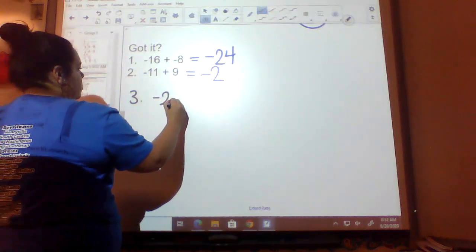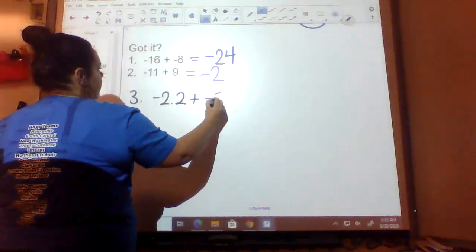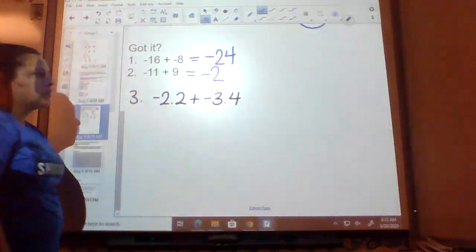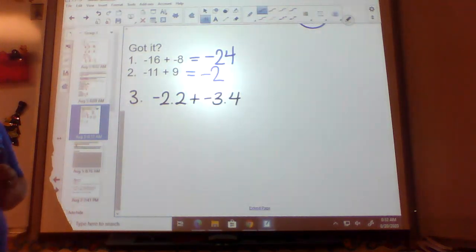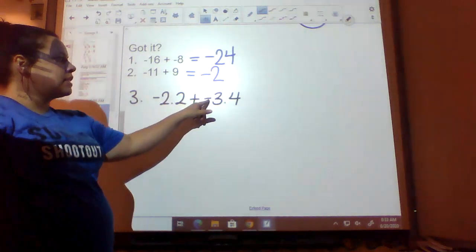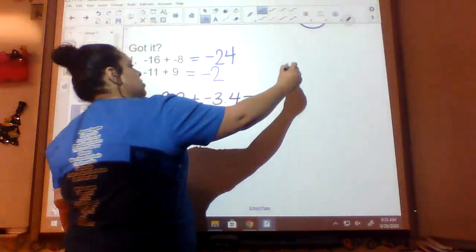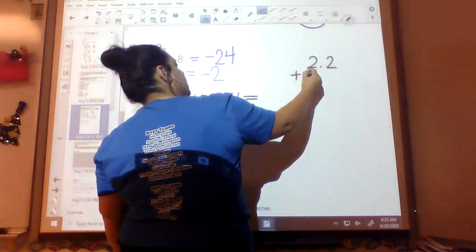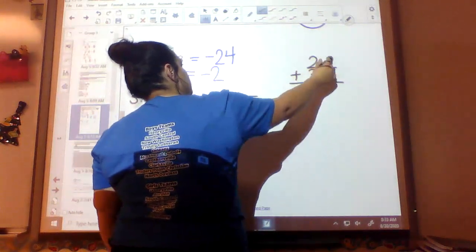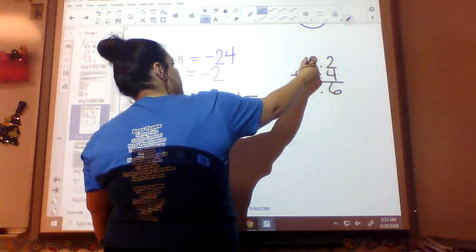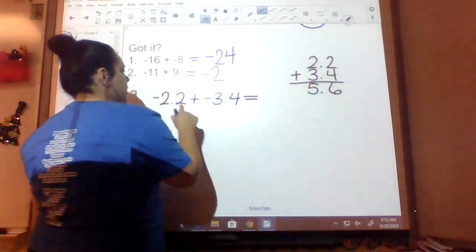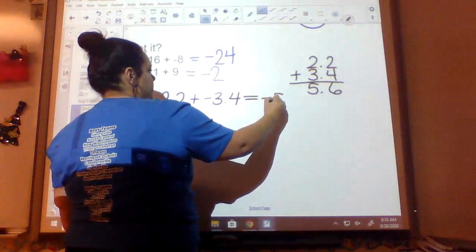Let's do negative 2.2 plus negative 3.4. Pause me and do it. All right, so they're same sign, so I add the numbers together and I keep the sign. So I'm going to do 2.2 plus 3.4. So 2 plus 4, that's 6. 2 plus 3, that's 5. And they're both negative, so I keep it to be negative 5.6.